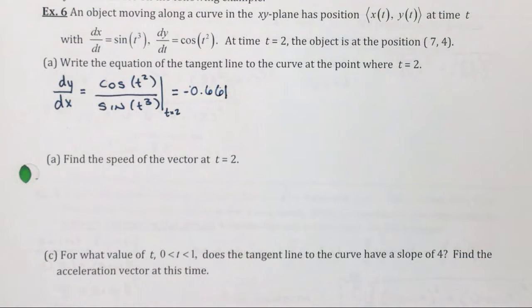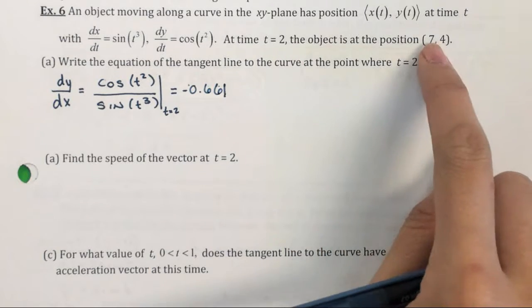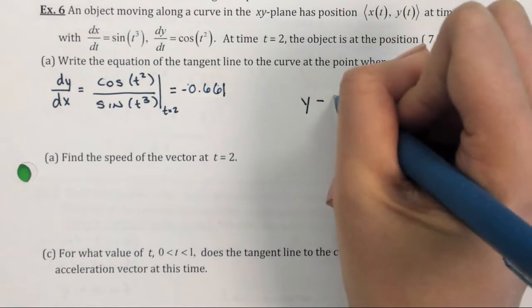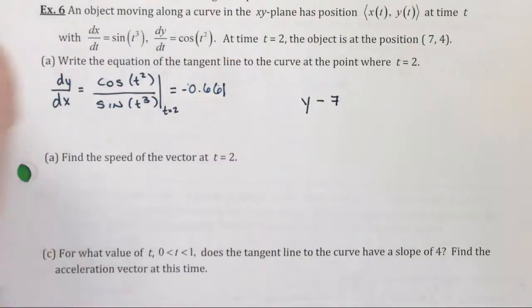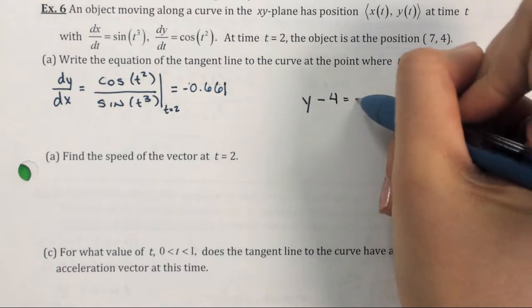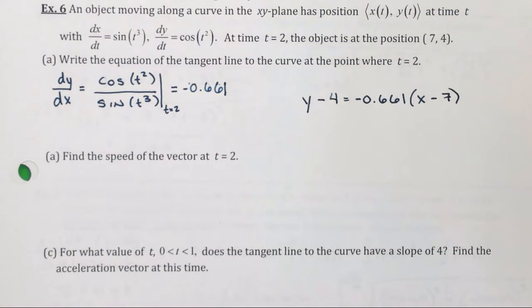Now what else? Tangent line. Do I have the x and the y? I do. At time t equals 2, the position is 7, 4. So I don't even need to find it. y minus 4 equals negative 0.661 times x minus 7. Any questions on number 1?